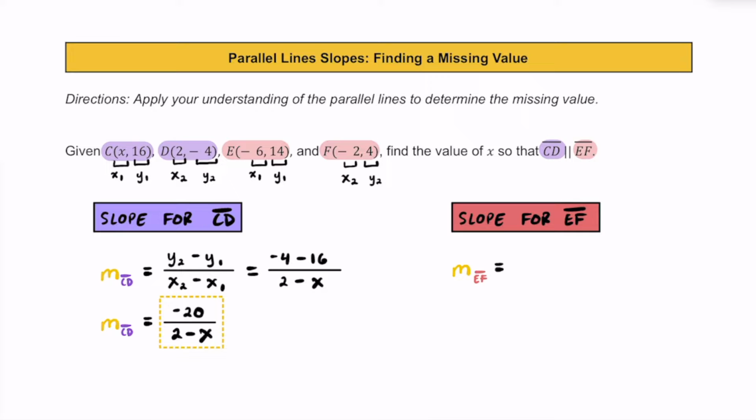Alright, so for the slope of line EF, that's going to be equal to the ratio of the change of y to change of x for line EF. So let's now just substitute in some values. So using the coordinates we have for line EF, we're going to write.